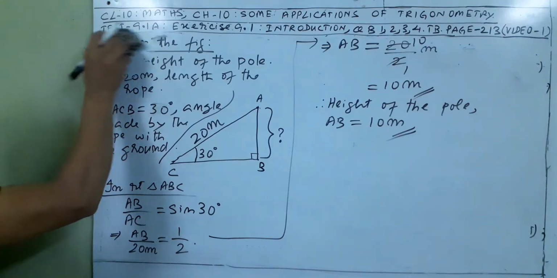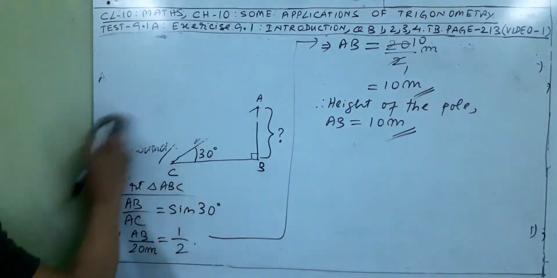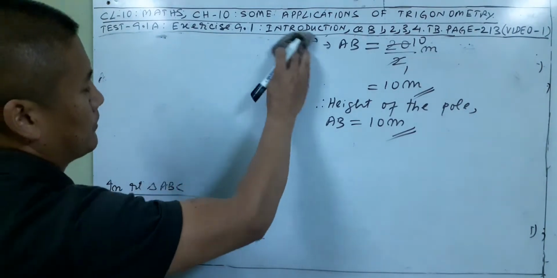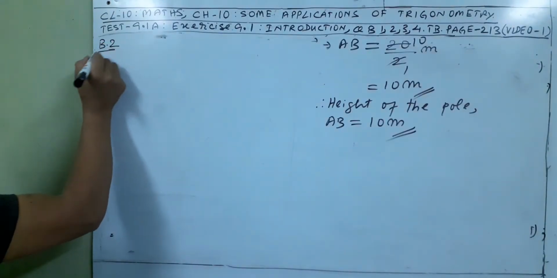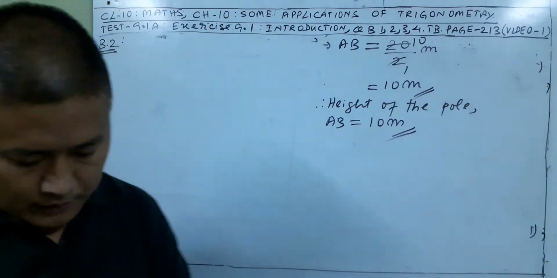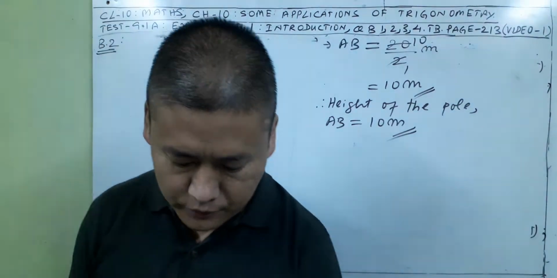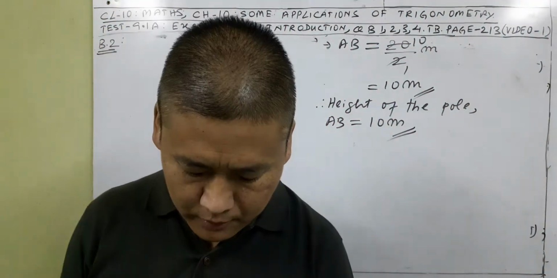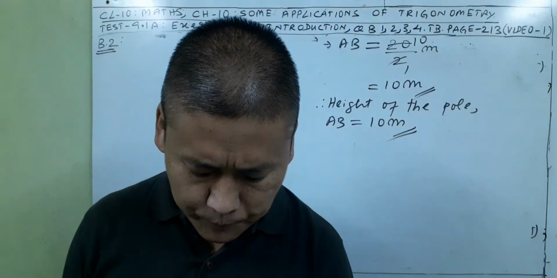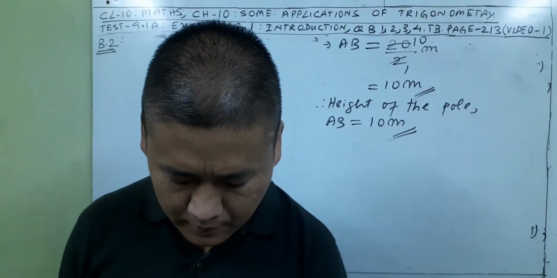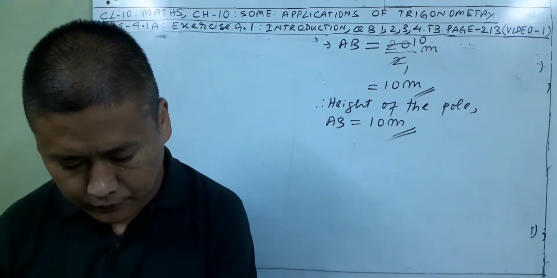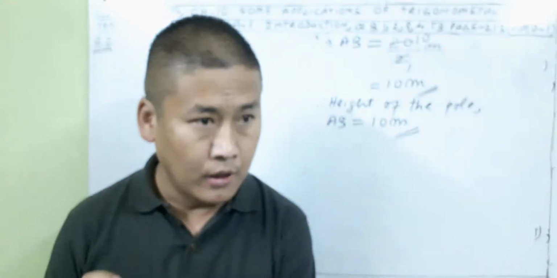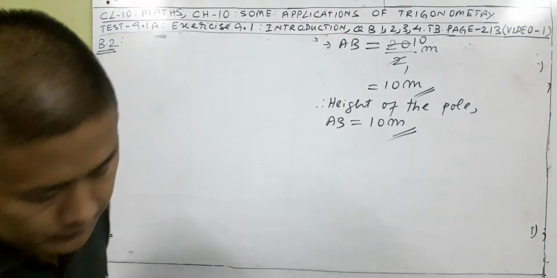Okay, so let us go to the next question, that is B2. Write it down in your copy, B2. Let me read the question. A tree breaks due to a storm and the broken part bends so that the top of the tree touches the ground, making an angle of 30 degree with it. The distance between the foot of the tree, listen carefully, to the point where the top touches the ground is 8 meter. Find the height of the tree.